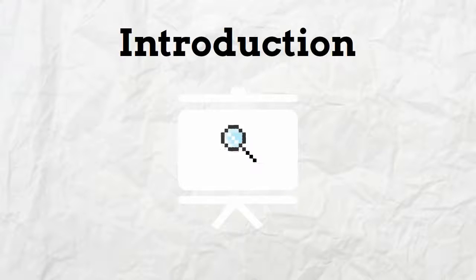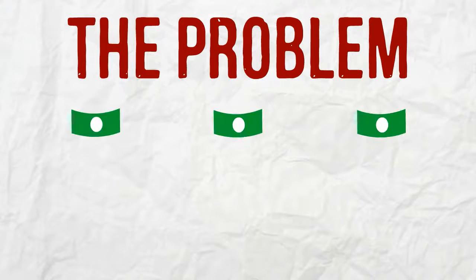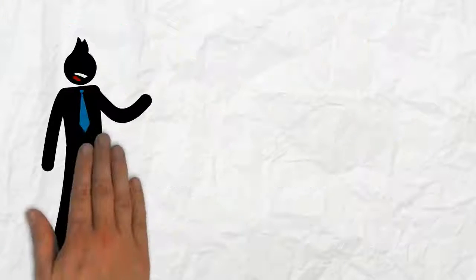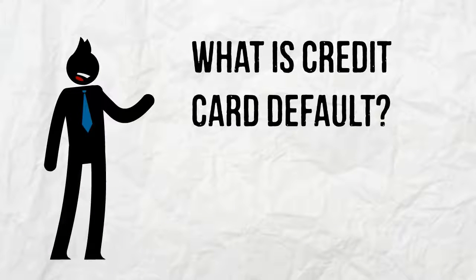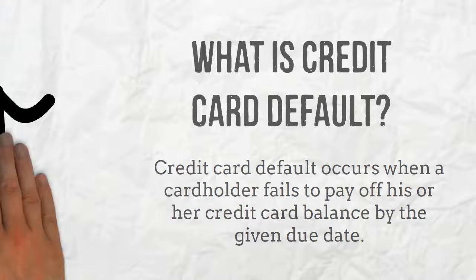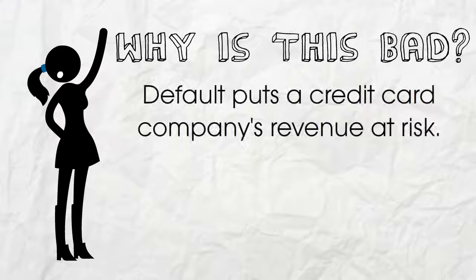Part 1. Introduction. The problem. All over the world, individuals default on their credit card payments. This causes issues for both cardholders and credit card companies. So what is credit card default? Well, credit card default occurs when a cardholder fails to pay off his or her credit card balance by the given due date. And why is this bad? Because default puts a credit card company's revenue at risk, and businesses do not like to lose money.